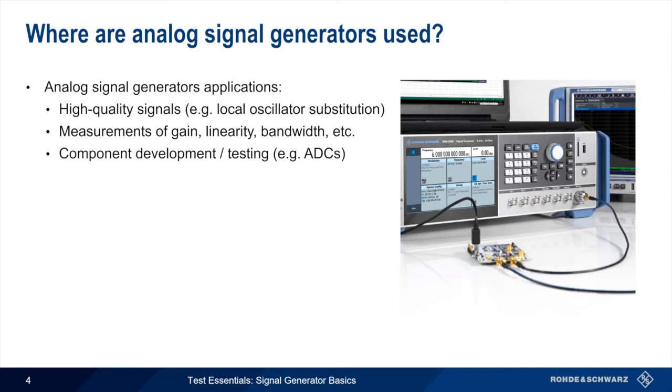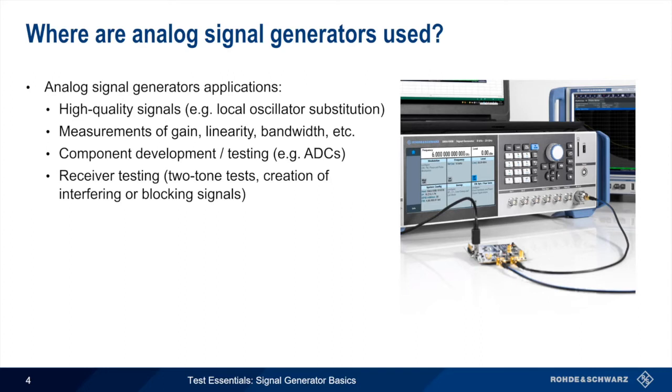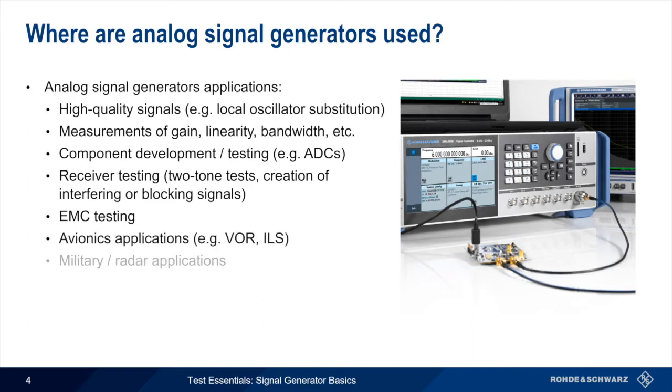In many cases, such as in receiver testing, we only need basic signals to verify functionality. EMC, or electromagnetic compatibility testing, uses analog signal generators almost exclusively. And as mentioned a moment ago, for certain special applications like avionics or military radar applications, analog signal generators are a good, if not the best, solution.